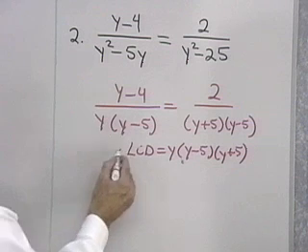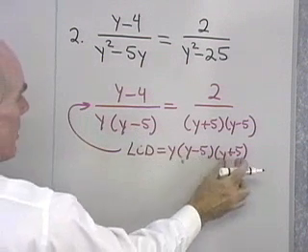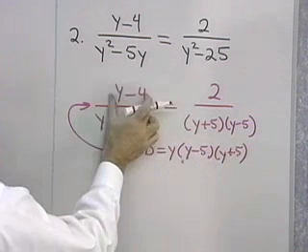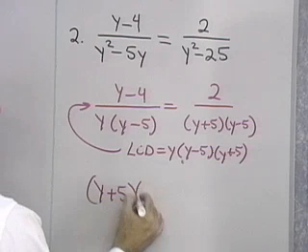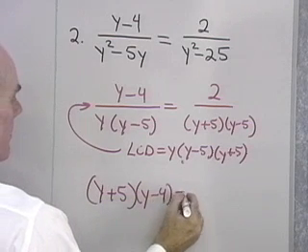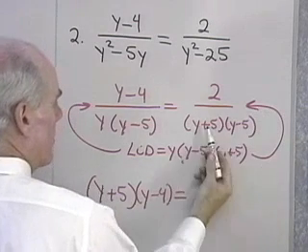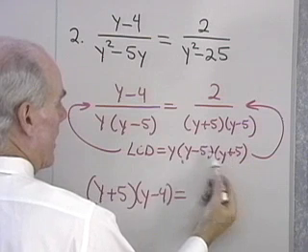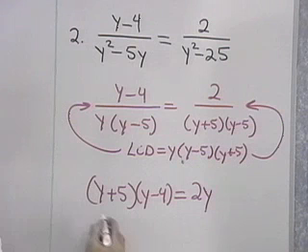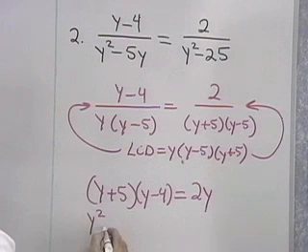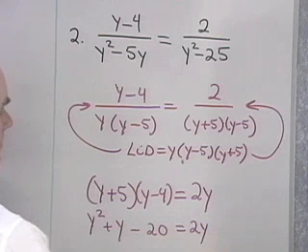When I multiply on the left side right here, y and y minus 5 will divide out. What will be left is (y plus 5) times this numerator (y minus 4). So (y plus 5)(y minus 4). When I take my least common denominator and multiply it times this side of the equation, y plus 5 and y minus 5 will divide out, and what will be left is y. Now I need to put this equation in standard form, so let's see, we have y squared plus y minus 20 is equal to 2y.